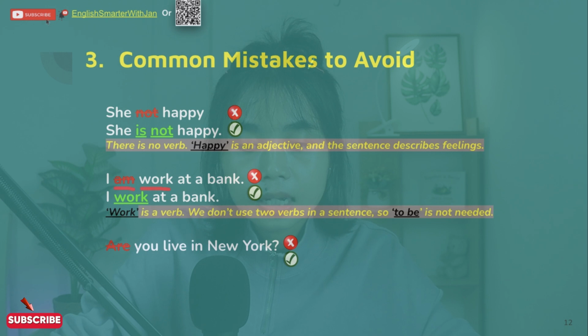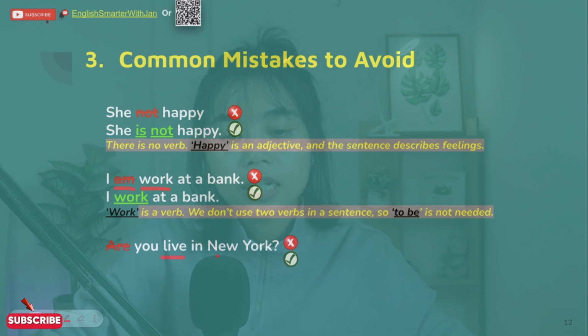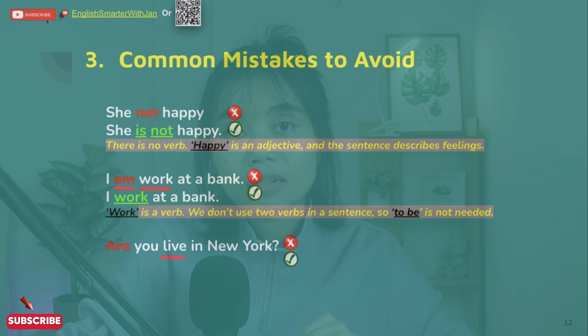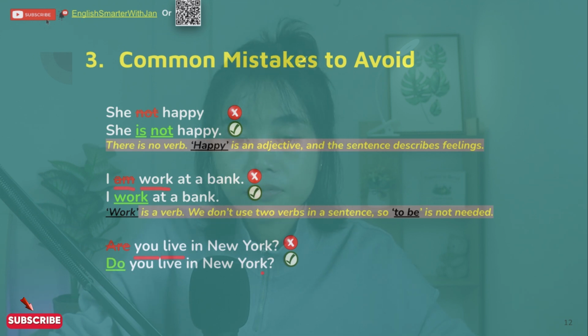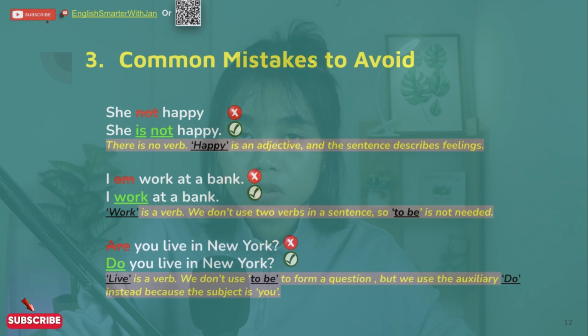Hope this makes sense. Number three, are you live in New York? Again, live is a verb. Okay, so we do not use the verb to be here. Because this is a question form, in order to form the question in the present simple tense without the verb to be, we use the auxiliary verb do or does. Because the subject in this sentence is you, we use the auxiliary verb do. Do you live in New York?